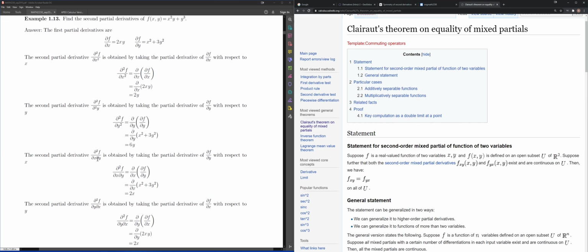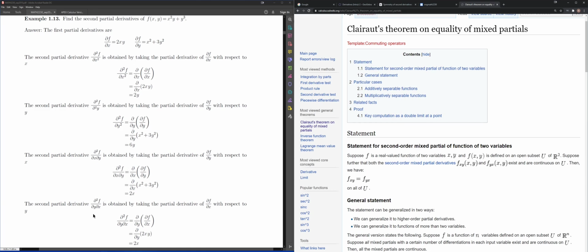So this means that I differentiate with respect to y first and then with respect to x. When I differentiated with respect to y first, I got this over here, which is x squared plus 3y squared. And now I want to differentiate it with respect to x. When I differentiate this with respect to x, this will become 0 here, but I differentiate the x squared to get 2x, which is this.